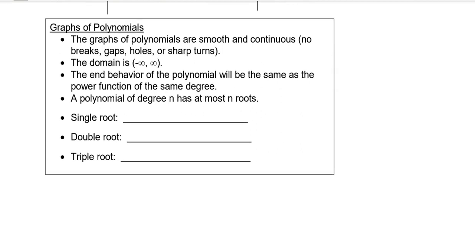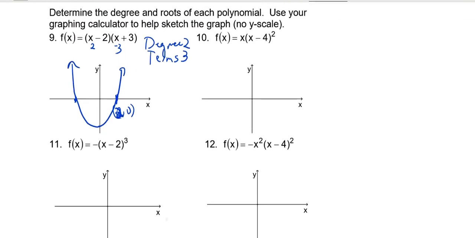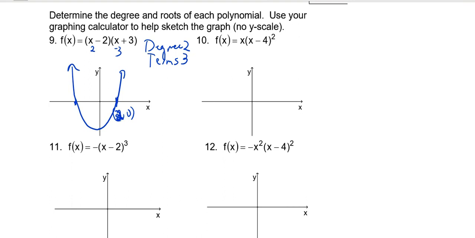Alright, our graphs of polynomials. Graphs of polynomials, they are smooth and continuous. There cannot be any gaps, breaks, holes, or sharp turns. So, on that one up above, when it said that it was a polynomial function, the one that we could not factor with the negative 15, we can put that in the graphing calculator. And if it does not meet this criteria, then we can say it is not a polynomial function. Right. So, alright, this one right here, we're going to look at it.